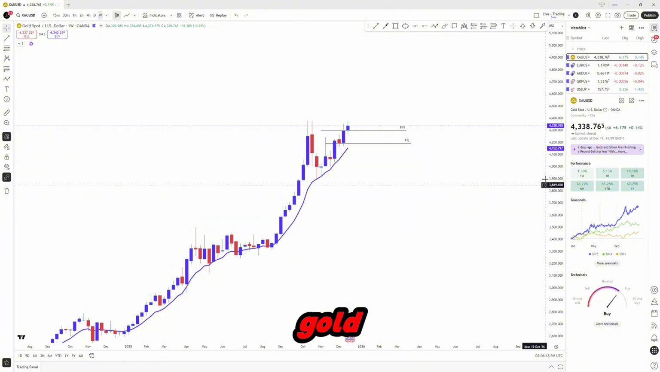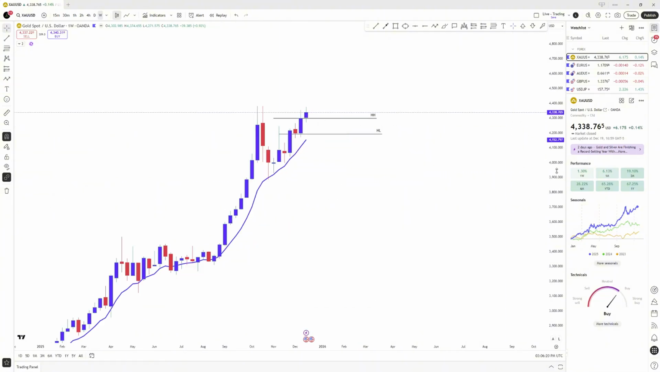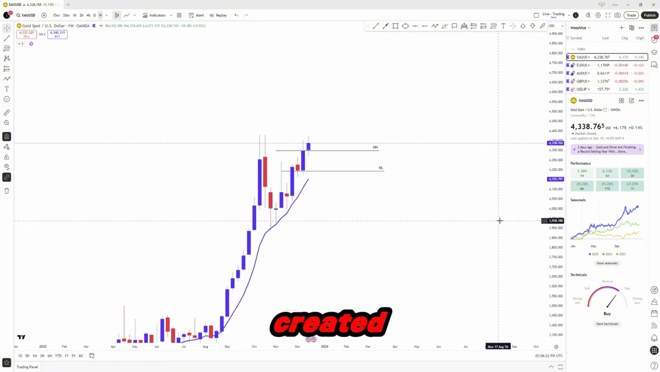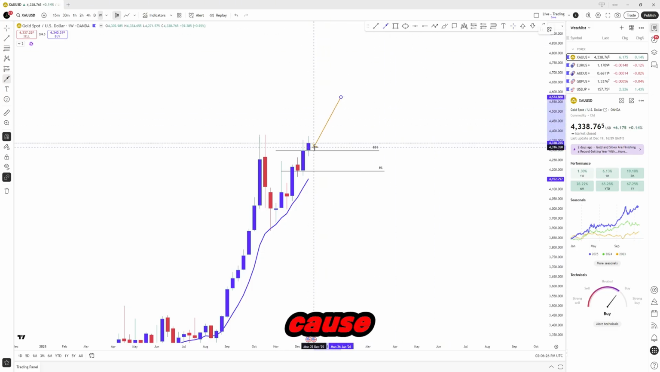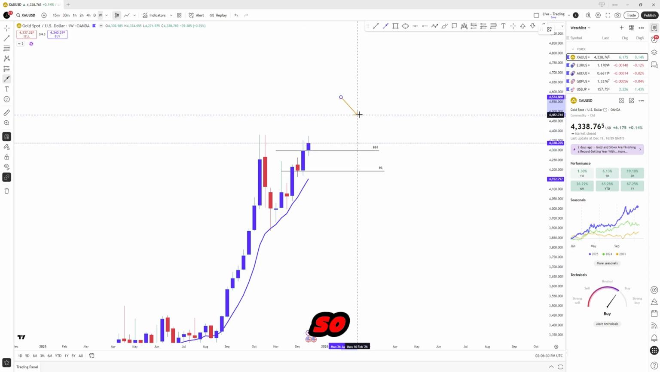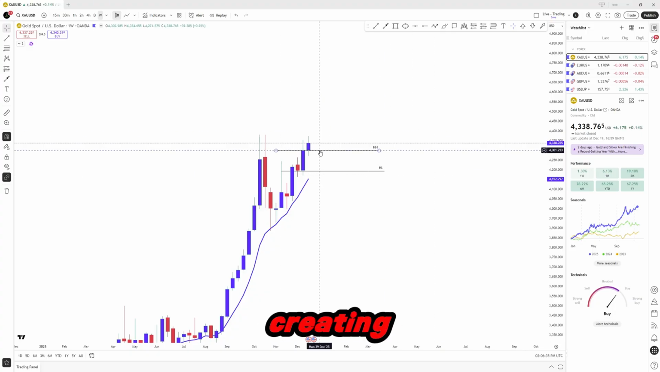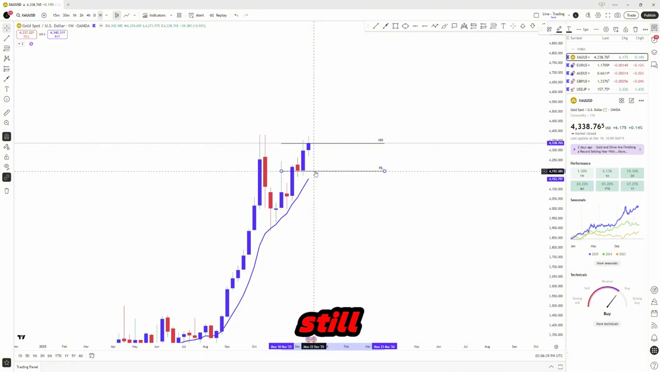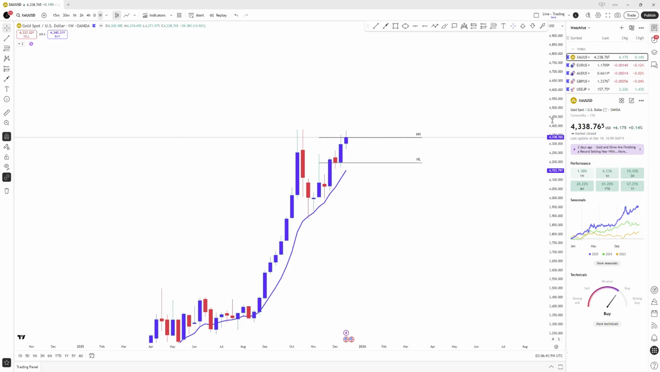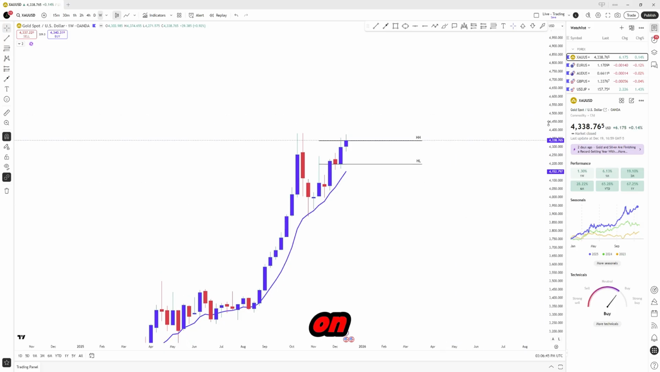We're going to start with gold on the weekly time frame. So gold created a new higher high. How do we know it created a new higher high? Because this right here used to be our higher high. So it broke structure, creating this, our new higher high, and still this one our higher low. So gold on the weekly continues to be bullish.